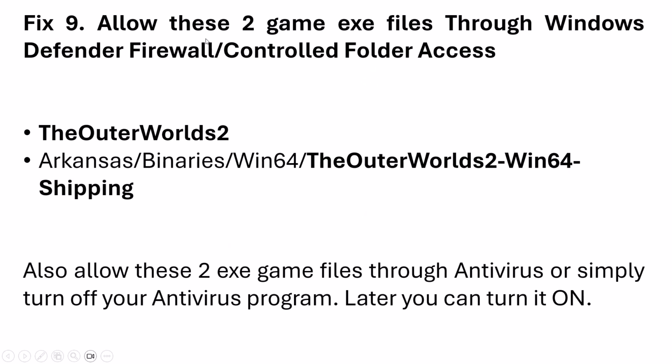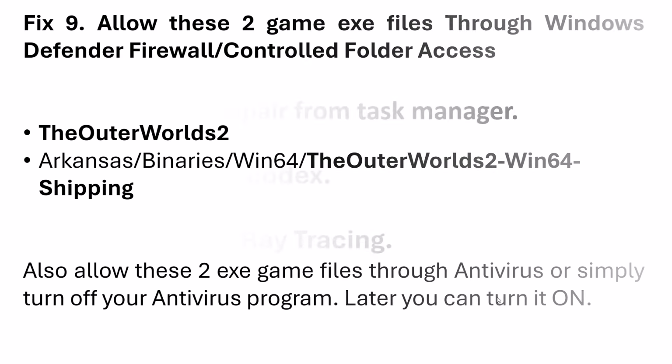Fix 9. Allow these 2 game exe files through Windows Defender Firewall and controlled folder access. These are the 2 game exe files. The first one is the Outer Worlds 2 exe and second one will be in the folder Arkansas, Binaries, Win64, the Outer Worlds 2 Win64 shipping. Also allow these 2 exe game files through antivirus or simply turn off your antivirus program, then launch the game and check. Later you can turn on the antivirus program.